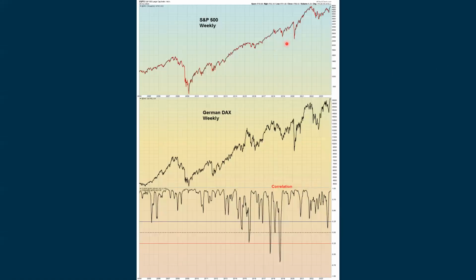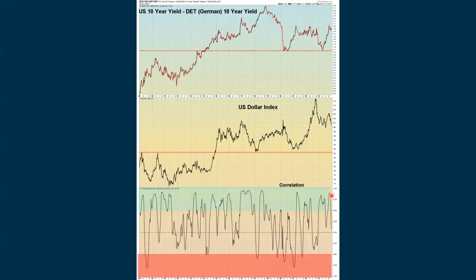And on top, there's an S&P 500 weekly chart. In the middle is the weekly chart of the German DAX. That's the biggest stock market in the EU. And right now, they have a pretty strong correlated relationship. If one's going up, the other one's going up. If one's going down, the other one's going down. Now, there are times that they get out of whack with each other, but right now, they are having a strong correlated relationship.